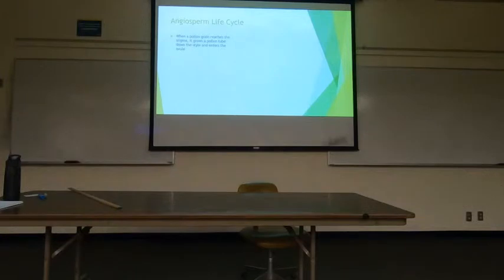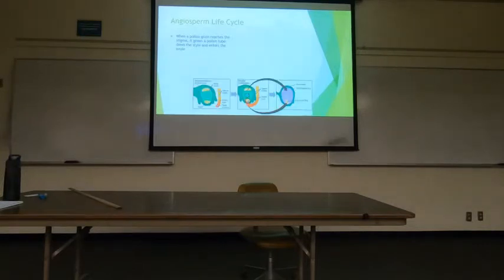When a pollen grain reaches that sticky stigma at the tip of the carpel or pistil, it will grow a pollen tube that goes all the way down the style and enters the ovule. It will then deposit both of its sperm cells in the embryo sac. Remember, it has 2 sperm cells, and you're about to find out why. Lucky you.